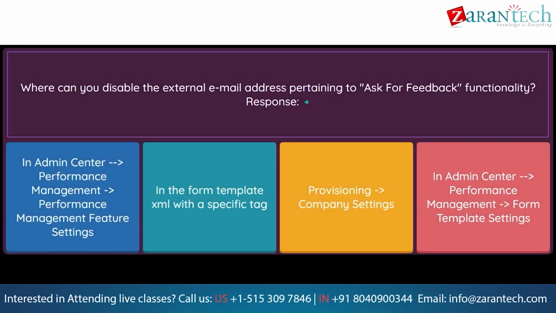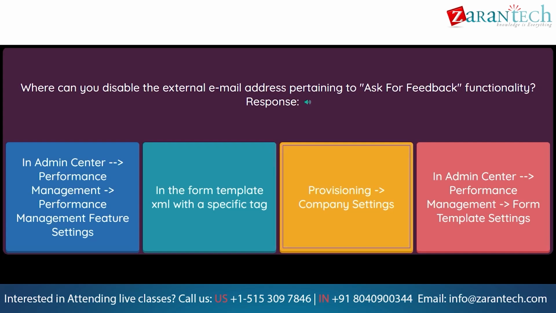Question: Where can you disable the external email address pertaining to the ask for feedback functionality? Response: Option 1, in Admin Center Performance Management feature settings. Option 2, in the form template XML with a specific tag. Option 3, provisioning company settings. Option 4, in Admin Center Performance Management form template settings.